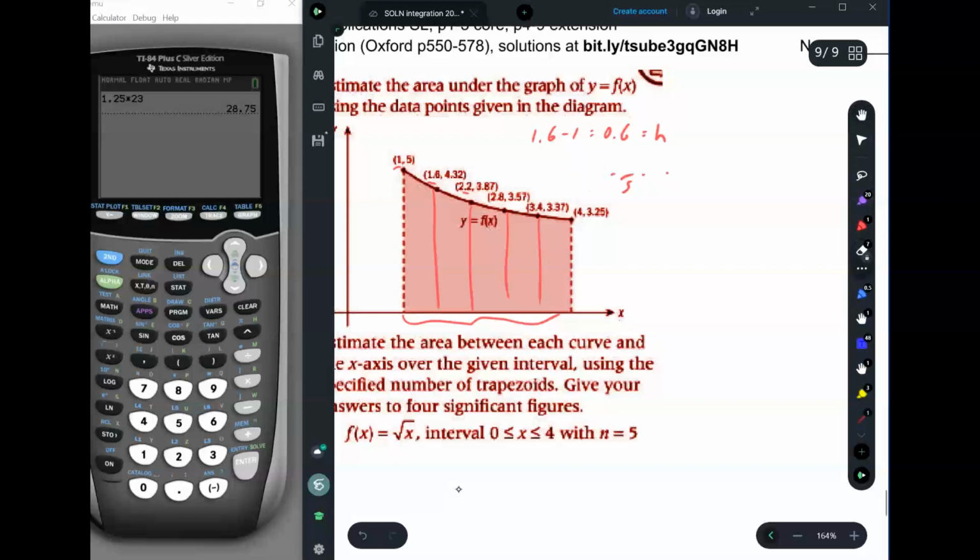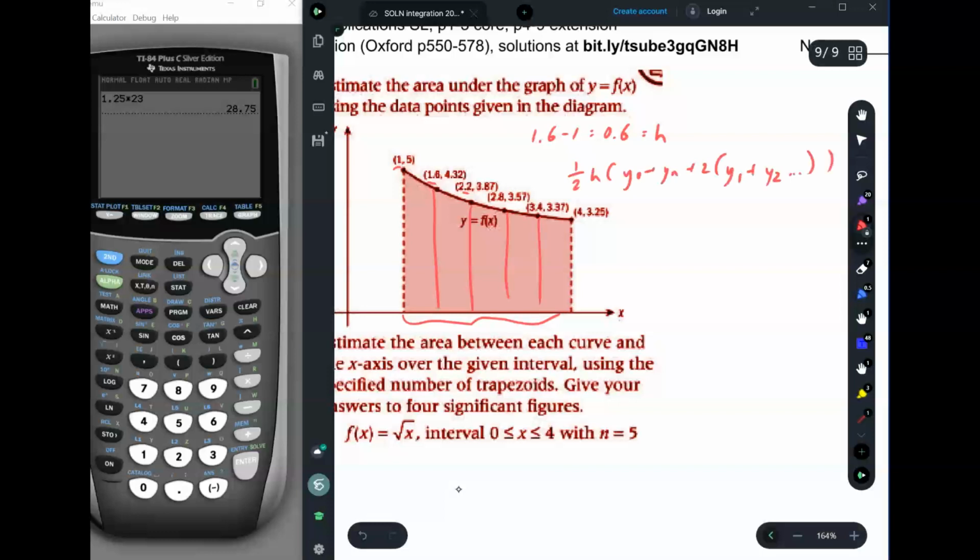The formula 4 minus 1 divided by 5 is on the formula booklet too, so you don't have to memorize that formula. But looking at the picture or drawing a picture is maybe a more intuitive way of finding the width, and it's less likely you'll make a mistake. Now that we know that h equals 0.6, we can plug that into the formula. Remember, it's 1/2 h times y0 plus yn plus 2 times y1 plus y2 and so on.